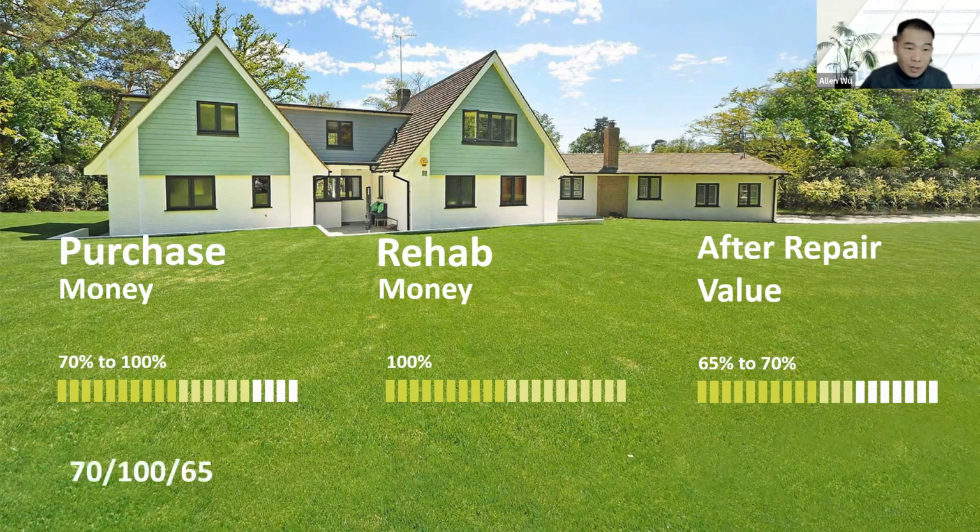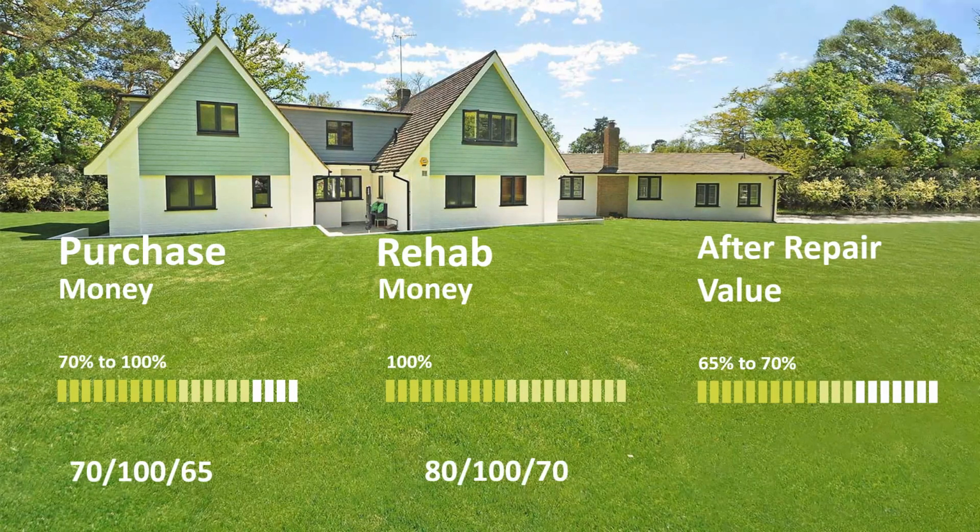That's why oftentimes you hear something called 70/100/65, meaning that they give you 70% of the purchase money, 100% of the rehab money, and 65% of the ARV value.